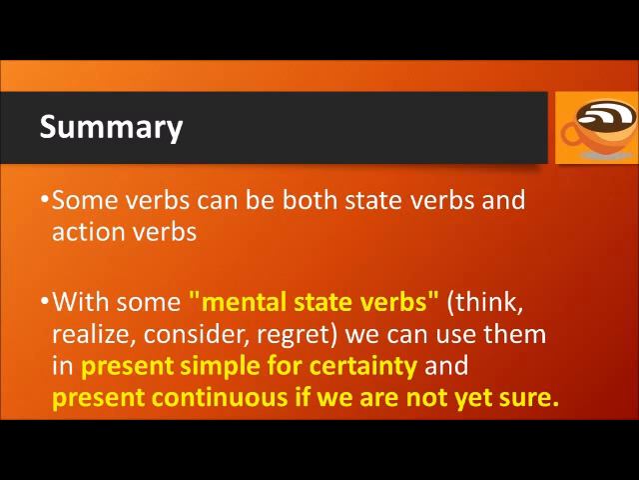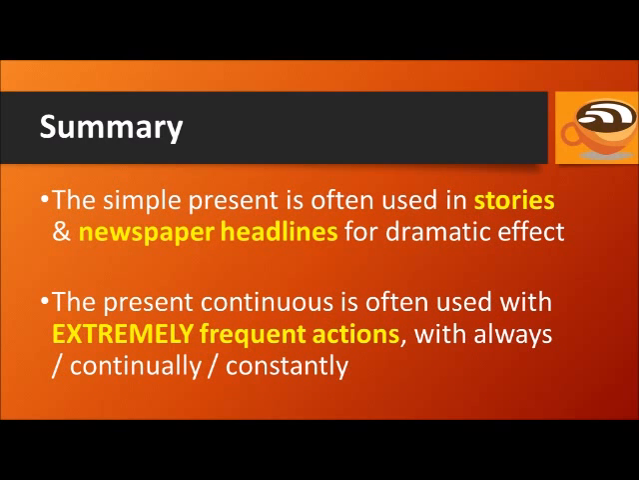Some verbs can be both state verbs and action verbs, and if they are action verbs, then we can use them in the present continuous. With some mental state verbs, like think, realize, consider, and regret, we can use them in present simple for certainty, and present continuous if we are not yet sure, or if the thought is forming in that moment. The simple present is often used in stories and newspaper headlines for dramatic effect. And the present continuous is often used with extremely frequent actions, with always, continually, and constantly.